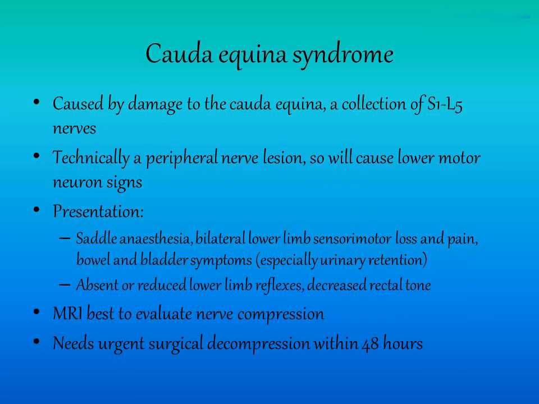Anterior. Cauda equina syndrome. Caused by damage to the cauda equina, a collection of S1-L5 nerves. Technically a peripheral nerve lesion, so will cause lower motor neuron signs. Presentation: saddle anesthesia, bilateral lower limb sensory motor loss and pain, bowel and bladder symptoms, especially urinary retention. Absent or reduced lower limb reflexes, decreased rectal tone.